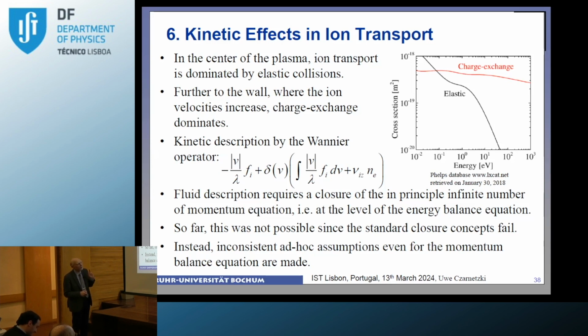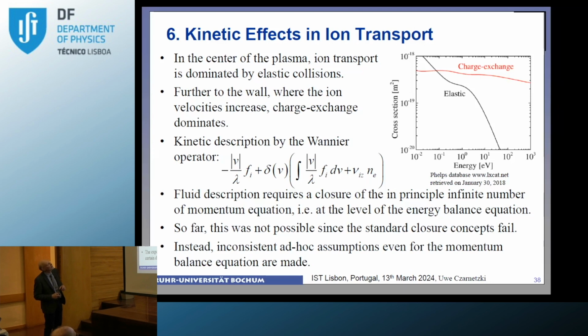But there's a trick you need. You need a closure. The fluid equations follow by closing the momentum equations with some ad hoc argument, typically at the level of the energy balance equation. And that ad hoc argument cannot be derived. If you have the argument and it works, then it's good. But for charge exchange collisions, there has never been developed such an argument. Nevertheless, people were using even the momentum balance equation. And ironically, the equation was good, but the arguments made for using these equations were completely wrong. So that is a funny situation.